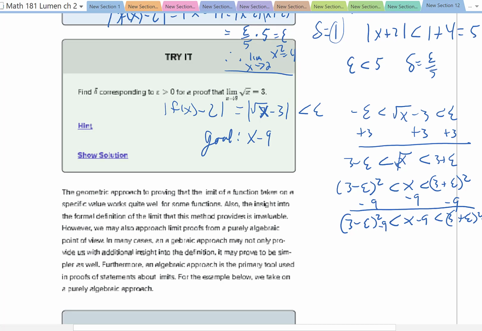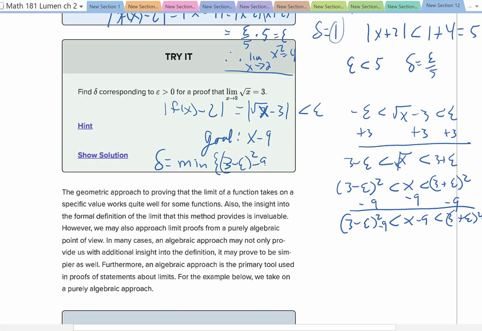And we're trying to pick our delta, and so the solution here is to pick the minimum of the two. It's very likely the minimum is going to be this 3 minus epsilon, assuming epsilon is positive, so that should be what it is. But our delta would equal the minimum of these two things, which would be 3 minus epsilon squared minus 9, or 3 plus epsilon quantity squared minus 9. That's it.